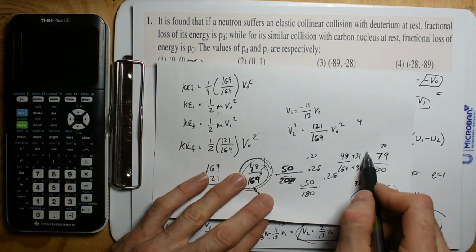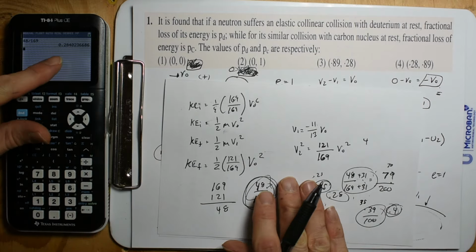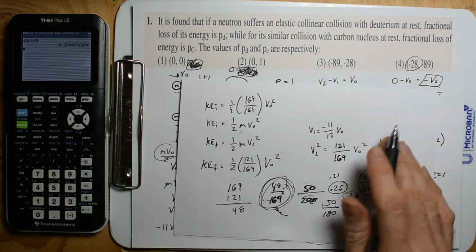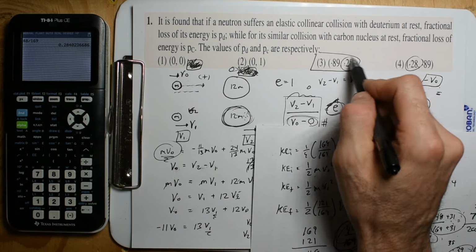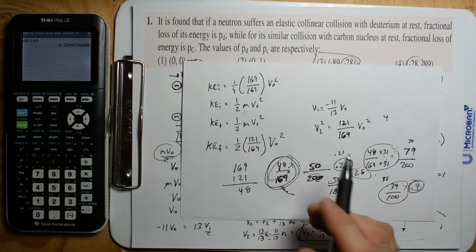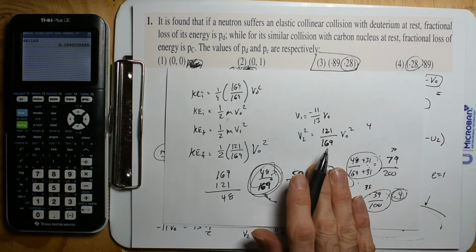Anyway, so let's just throw that into our calculator. So we have 48 divided by 169, and we get 0.28. There you go. So that's going to be the energy loss, and so here's our answer. So when we got the carbon atom, our energy loss is going to be 0.28. That's going to be the fractional loss.